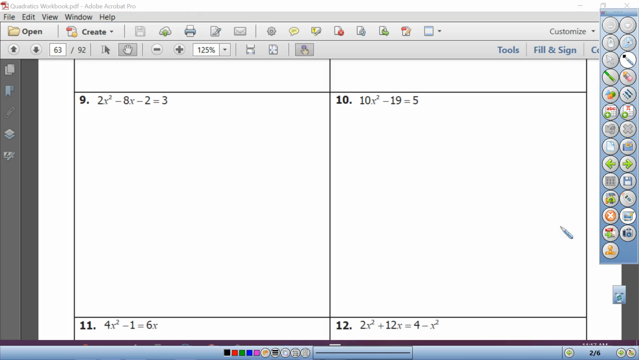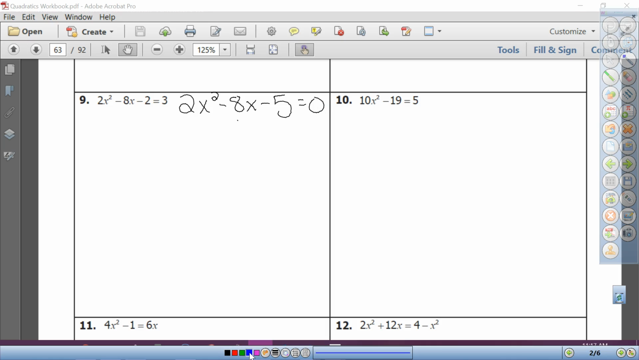Was the quadratic formula. So let's review how to solve the quadratic formula. We've got to get everything on the same side, right? Okay, so we end up with 2x squared minus 8x minus 5 equals 0.